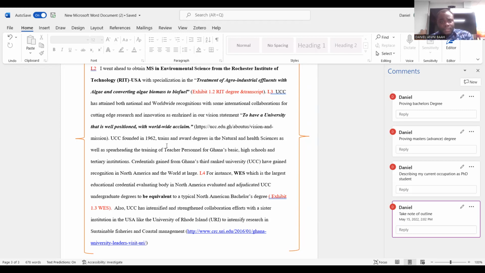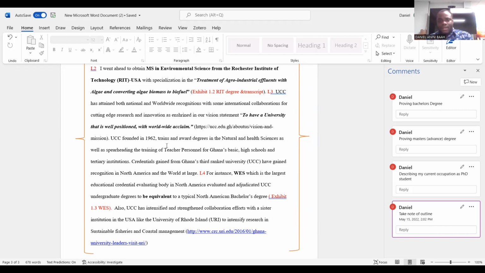So take note of that. It says, and then line 4 says, for instance, WES, which is the World Education Service, which is the largest educational credentialing evaluation body in North America, evaluated and adjudicated UCC undergraduate degrees to be equivalent to a typical North American bachelor's degree. Exhibit 1.3, WES evaluation. So you see how he fits his WES evaluation here.